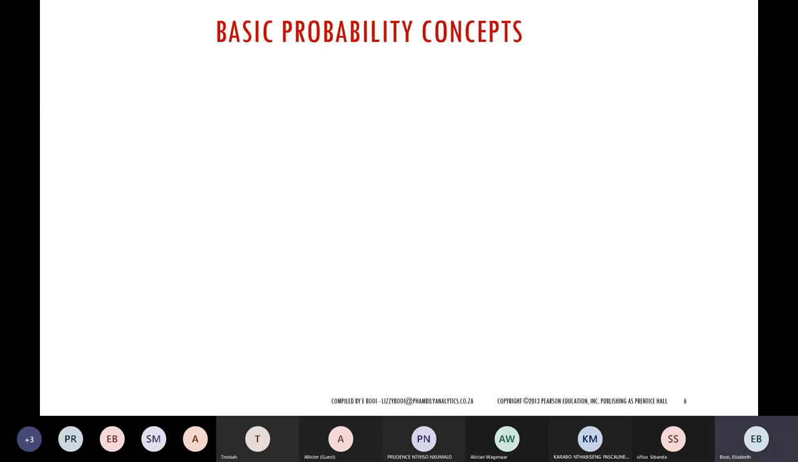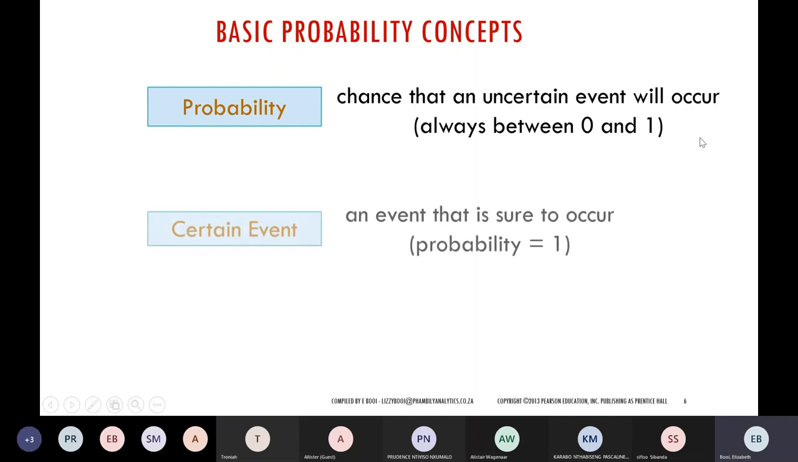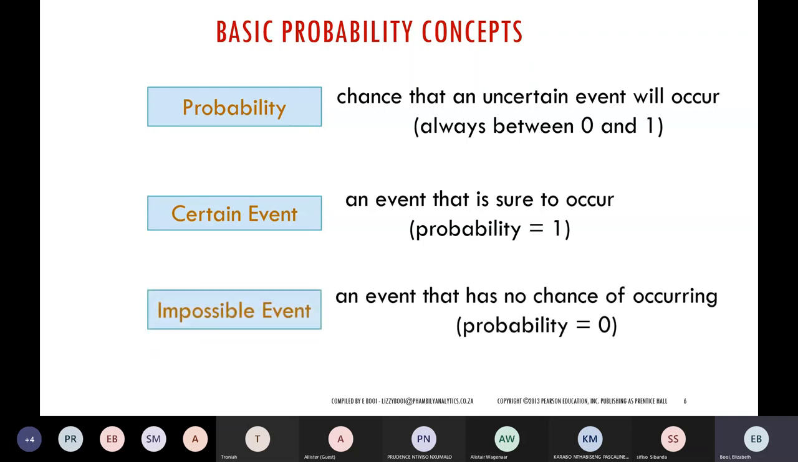We said a probability is the chance that some event will happen or not happen, and it's always between 0 and 1. If we are certain that an event will occur, then it has a probability of 1. Like the sun will come up, it will always be 100% because the sun always comes up and goes down. An impossible event is one that will never happen, and the probability of that event is equal to 0.